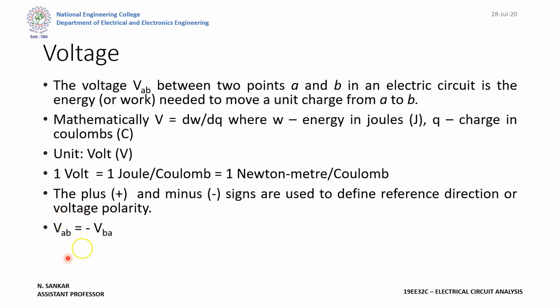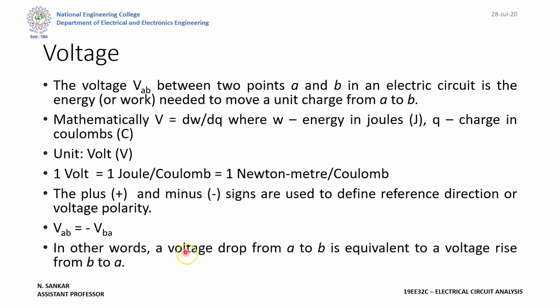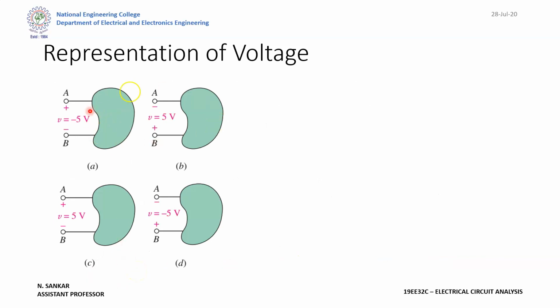For example, VAB is moving the charge from point A to B, which can also be represented as minus VBA, that is the same voltage moving the charge from point B to A. Both are equal, but in opposite directions. That's why we represent it as a negative. Or simply, we can say voltage drop from A to B is equal to voltage rise from B to A. So this is an example.